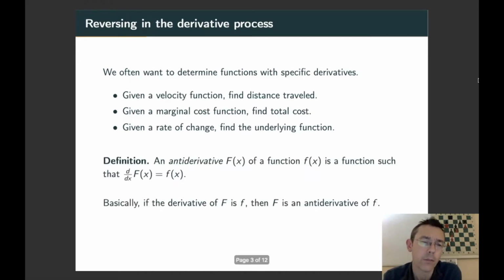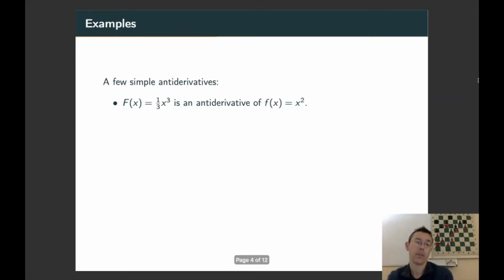So here's the official definition. An antiderivative big F of x of a function little f of x is just a function such that the derivative of big F is little f. Basically, if big F prime is little f, then big F is an antiderivative of little f. This is most clear when we see a few examples. So we know if we differentiate 1/3 x to the third, we get x squared. So 1/3 x to the third is an antiderivative of x squared.